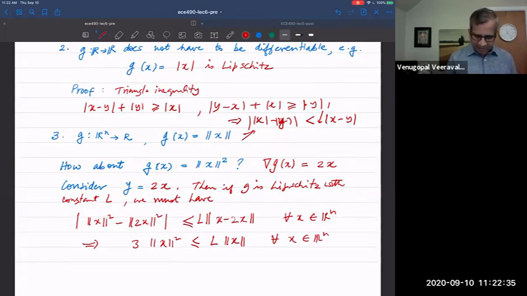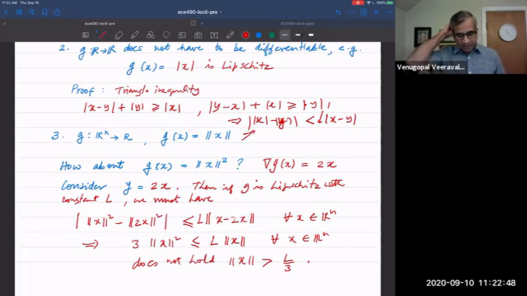For example, this won't hold for values of x such that the norm of x is bigger than L over 3, right? Clearly. So this can't be Lipschitz. Okay, so this is a contradiction. So you get that g cannot be Lipschitz. Okay, any questions?